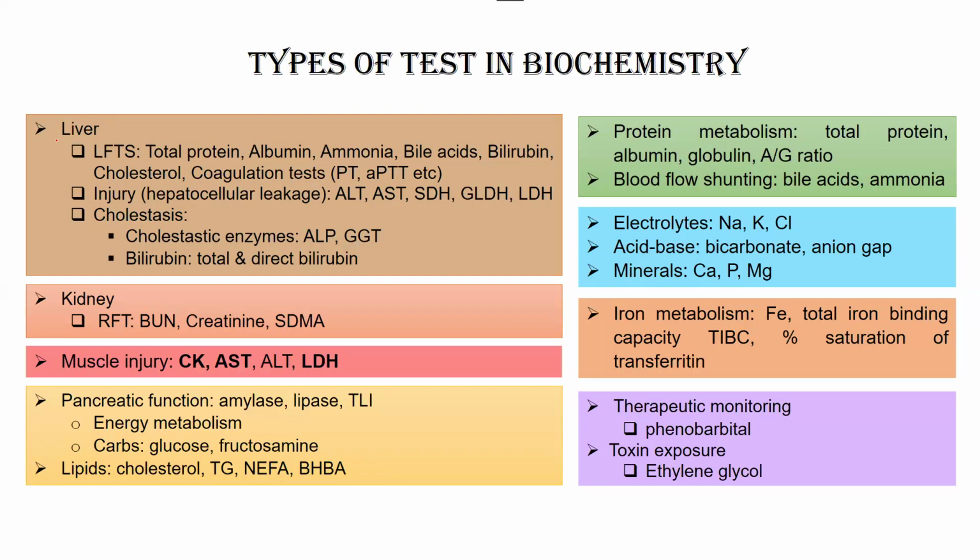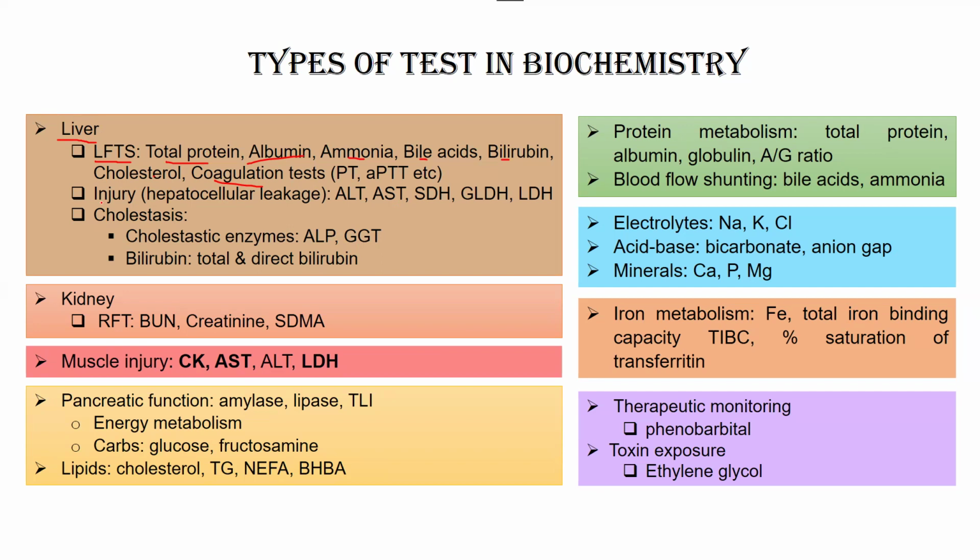First, start with liver. In liver, we have three types of tests. First ones are functional tests. These are called LFTs, liver functional tests. In this, we measure total protein, albumin, ammonia, bile acids, bilirubins, cholesterol, and then we have coagulation tests too. Although coagulation tests are normally measured separately, they also tell whether the liver is functioning normally or not. So these things will tell whether the liver is okay or not.